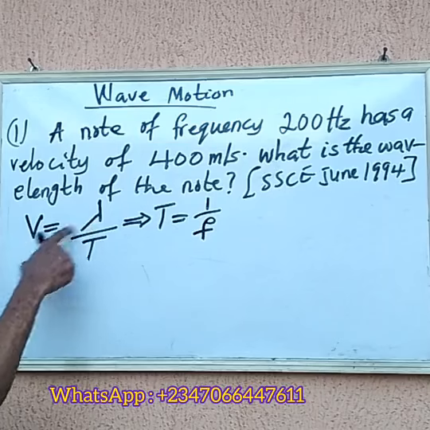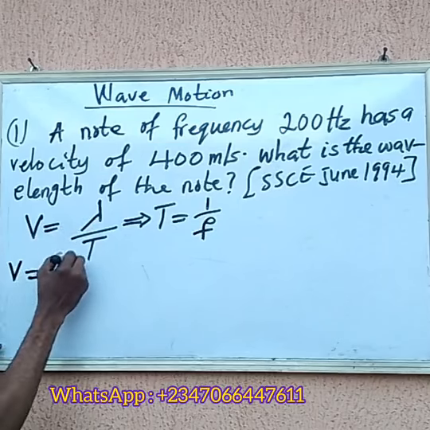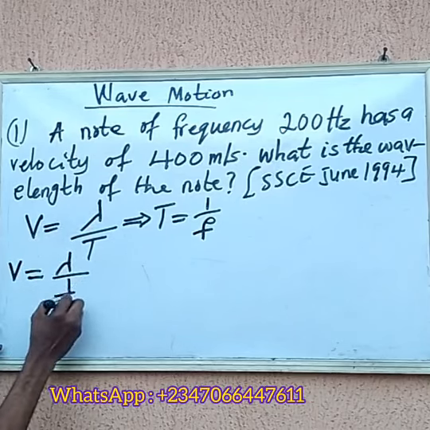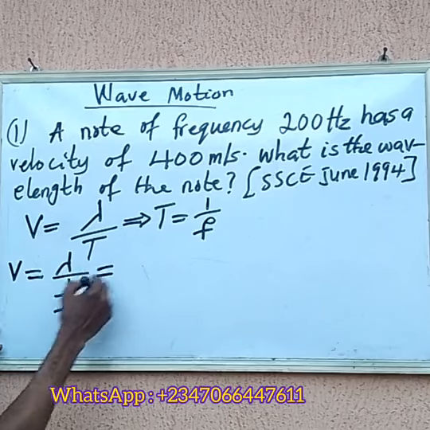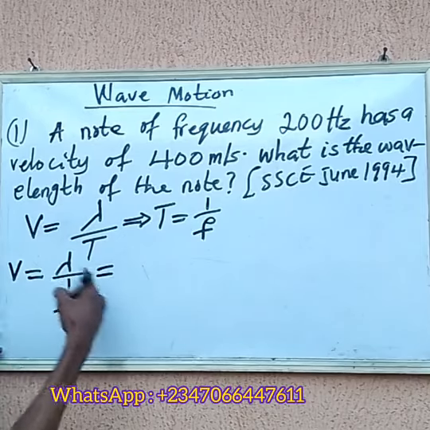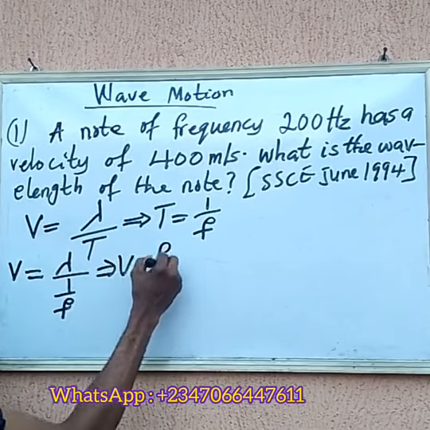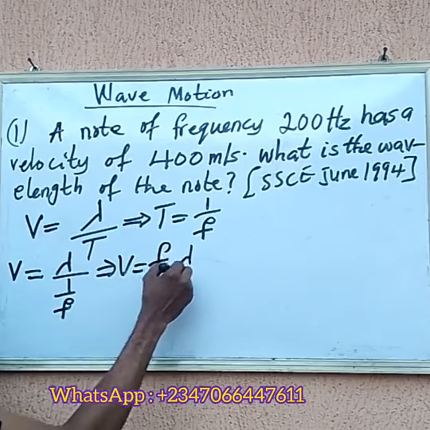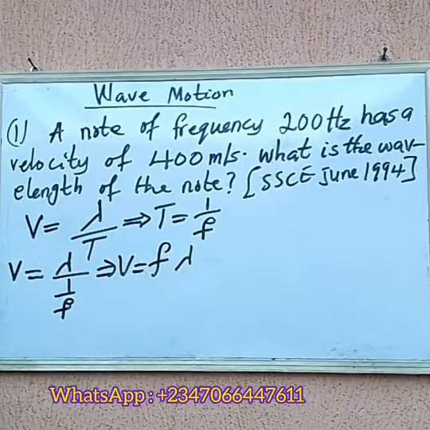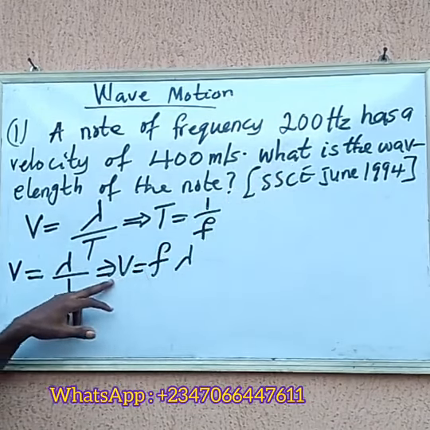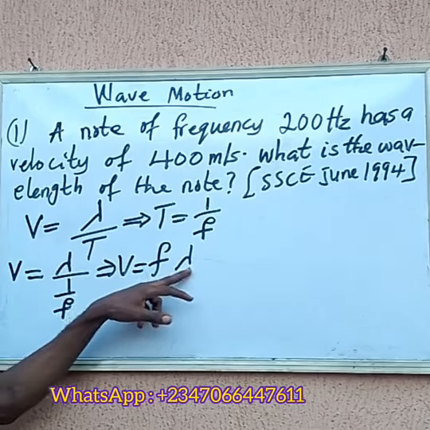So if we put this here, at the end of the day, we are going to have the velocity equal to lambda all over 1 over the frequency. As a reciprocal, this becomes V equals frequency multiplied by the wavelength. Now we are asked to calculate the wavelength. So the relationship between velocity and wavelength is this.